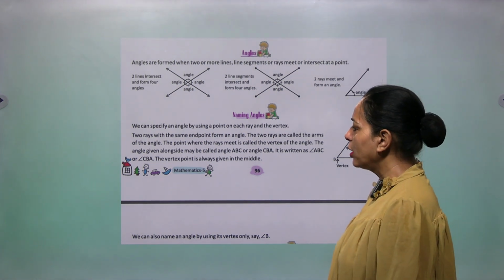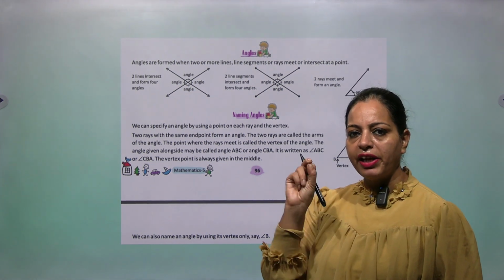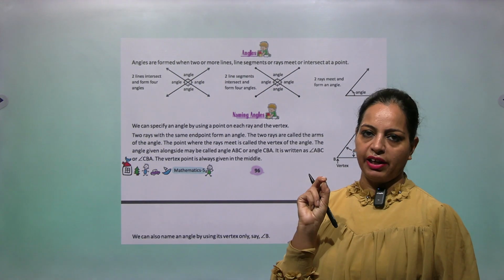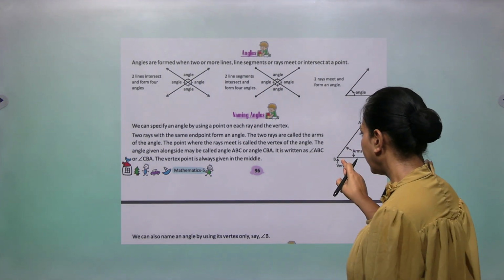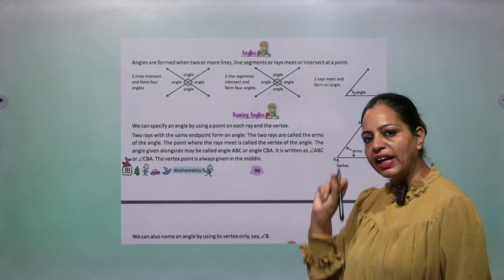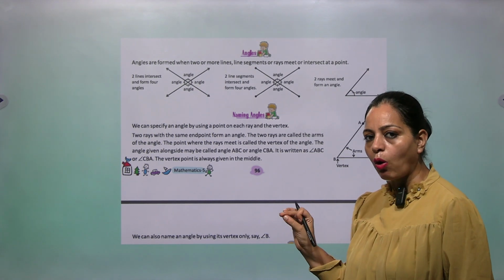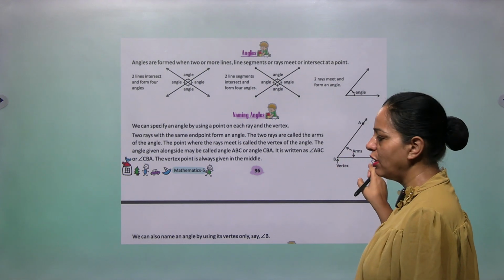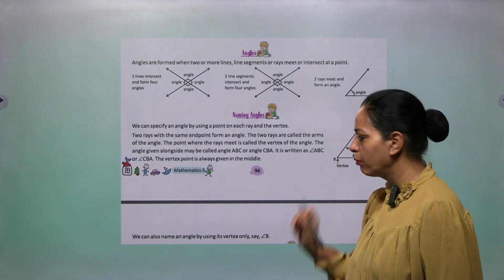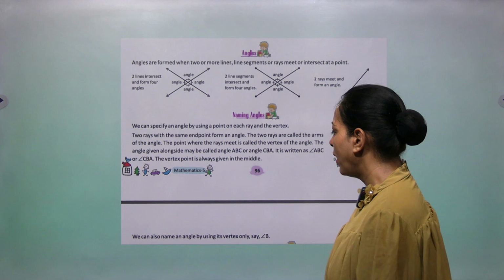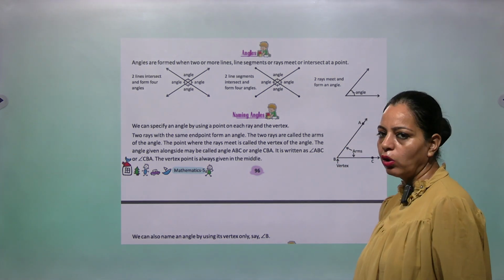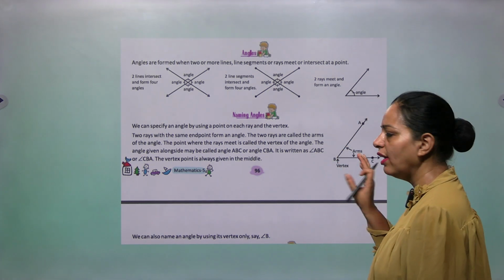The vertex point is always given in the middle. Vertex को हमेशा हम center में लेंगे, right? Because angle is at B, तो vertex को आपने center में लेना है. You can't write BAC. That would be wrong. For this one, ABC or CBA. Okay. So we can also name an angle by using its vertex only, or simply हम कह सकते हैं angle B.